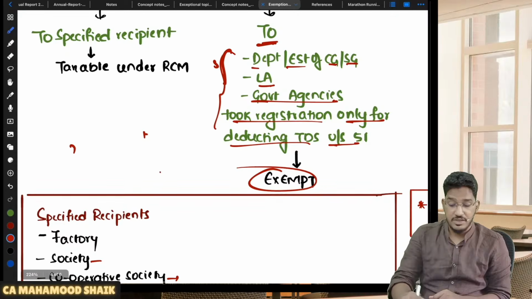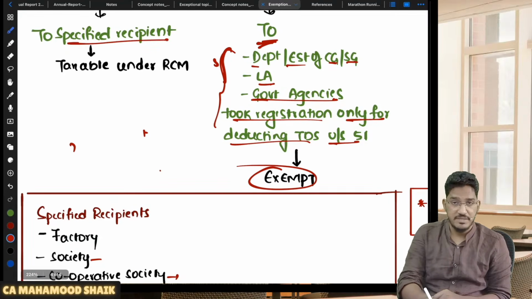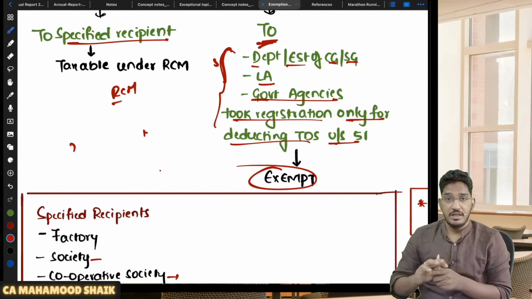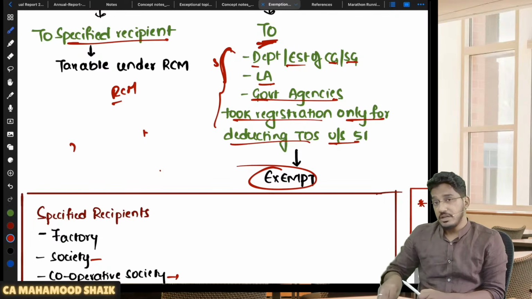Sir, recipient is registered. Generally, if the recipient is registered, he will go to the specified recipient. RCM should become applicable, but they have given one exemption. What exemption they have given? If the recipient is a registered person, but what kind of registered person?